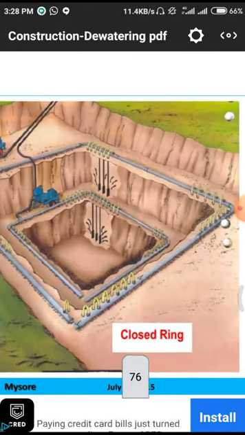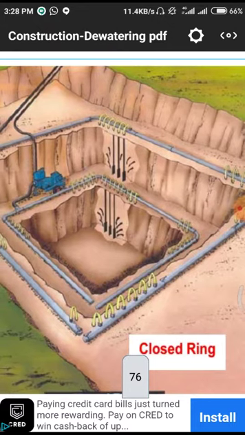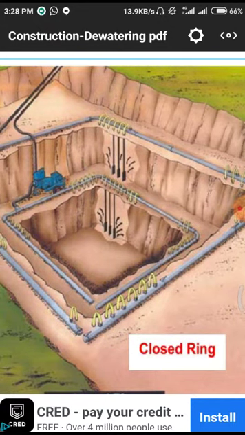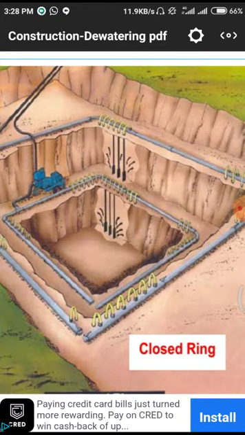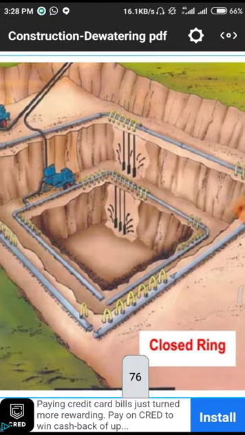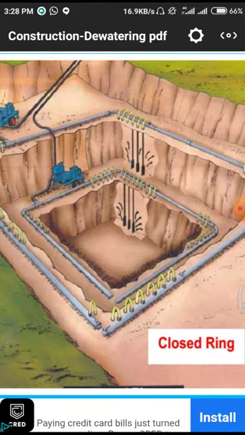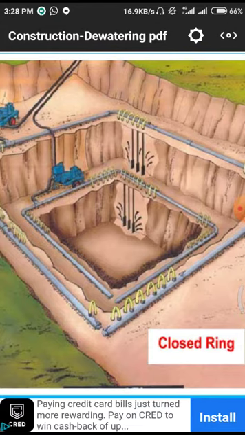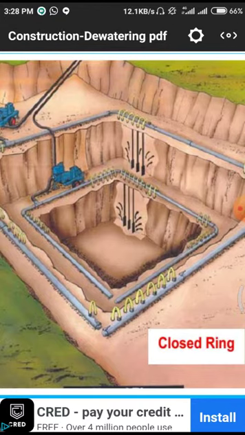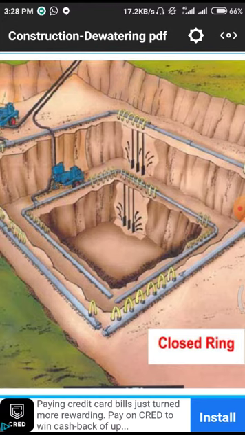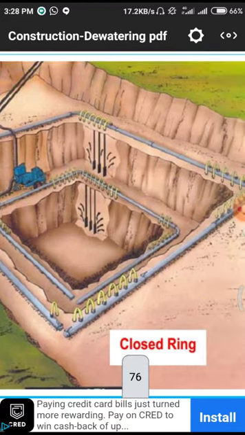This is another example. If the water is so deep, then some of the motors will have to bring the water up from such heights only, so that whenever the water is at large depths we have to go for this kind of mechanism. It is a closed ring mechanism.